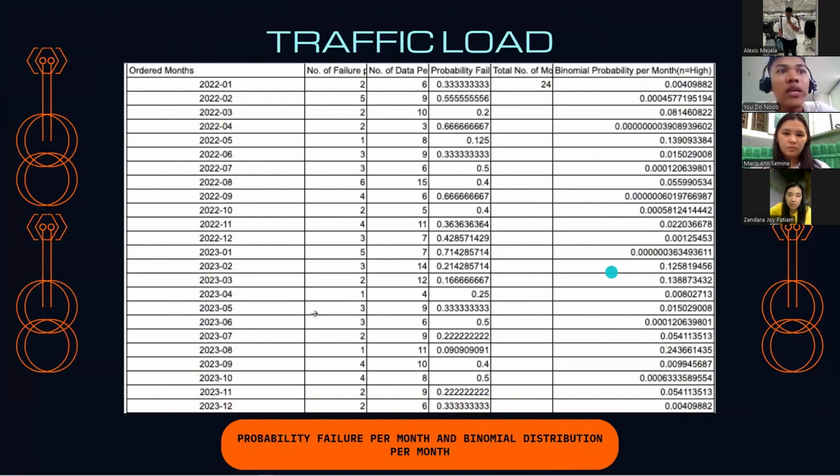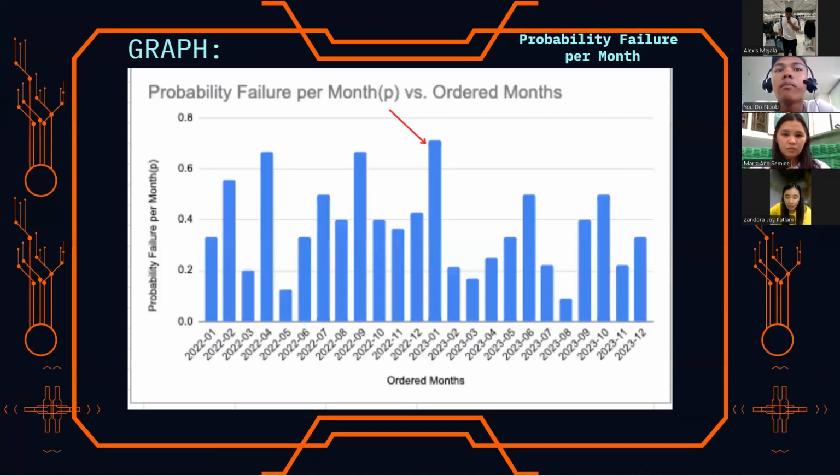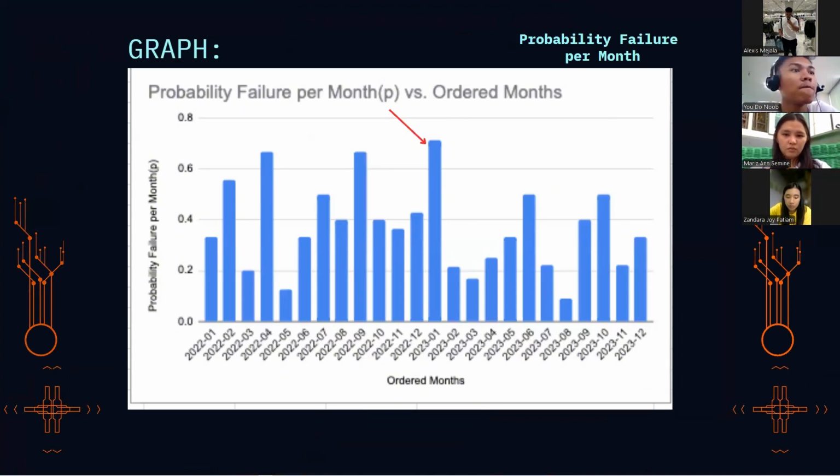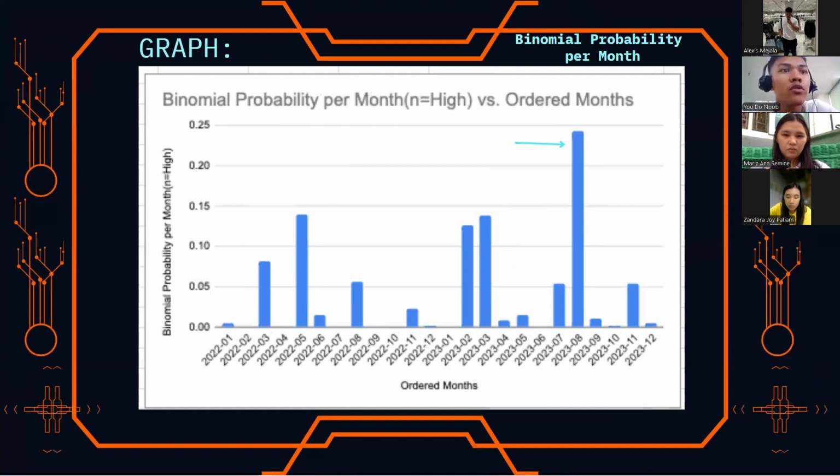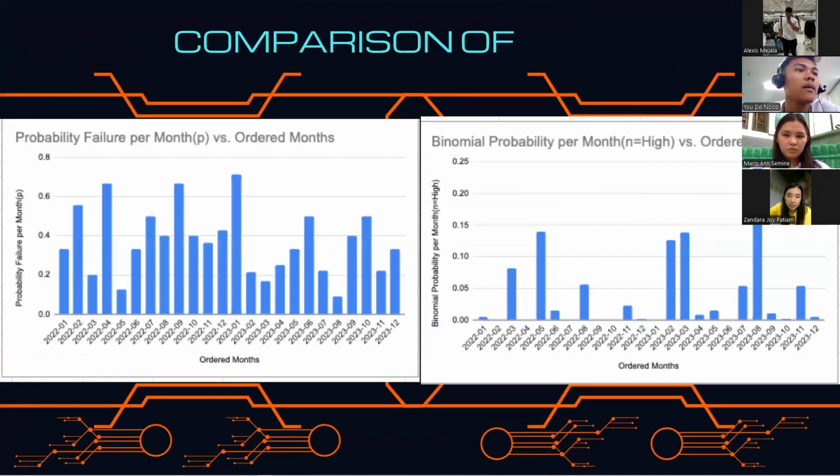Now, for the traffic load, the same calculations are applied just like the environmental conditions data to get the probability of failure and the binomial distribution. From the graph of probability of failure per month, the month with the highest probability of failure rate due to traffic load is January 2023. Based on the binomial distribution graph, the highest percentage is in August 2023. But since it's inversely proportional to the probability of failure graph, this means that August 2023 in the binomial distribution shows the highest chance that failure will not occur.